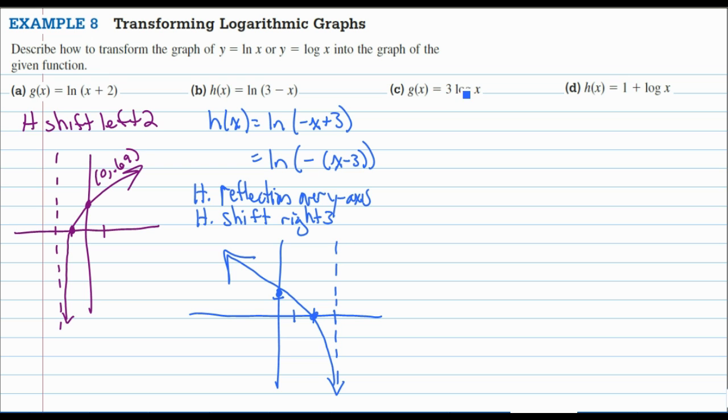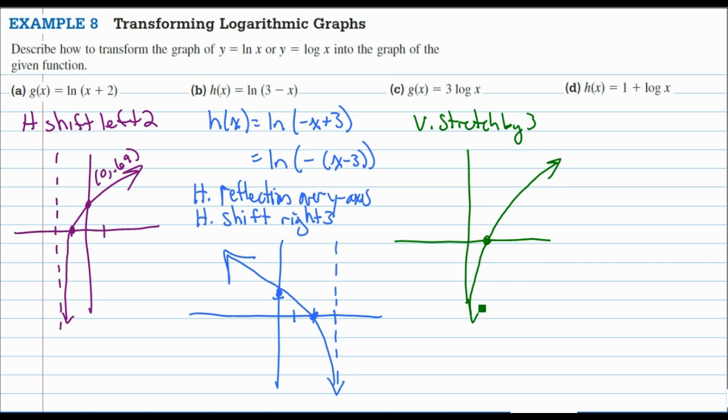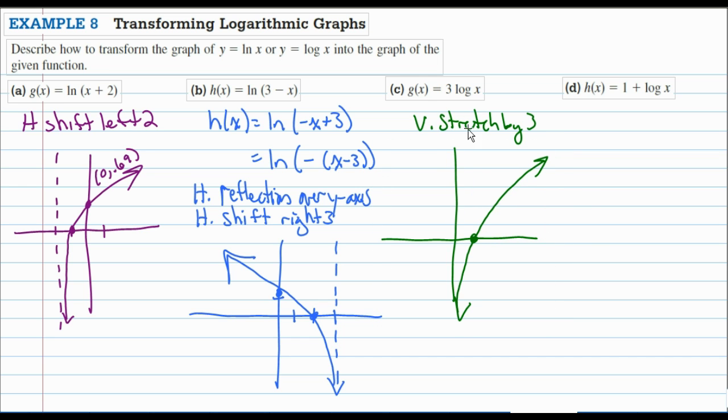Part C, g of x equals 3 times the log of x. Well, that one's not too bad, actually. I've got a vertical stretch by 3. So nothing's going to change as far as the x-intercept or the vertical asymptote. The only thing this is going to do is stretch up higher than the original log of x did. There's no real good way to show that with a sketch, but that's why I made sure to describe my transformation accurately.